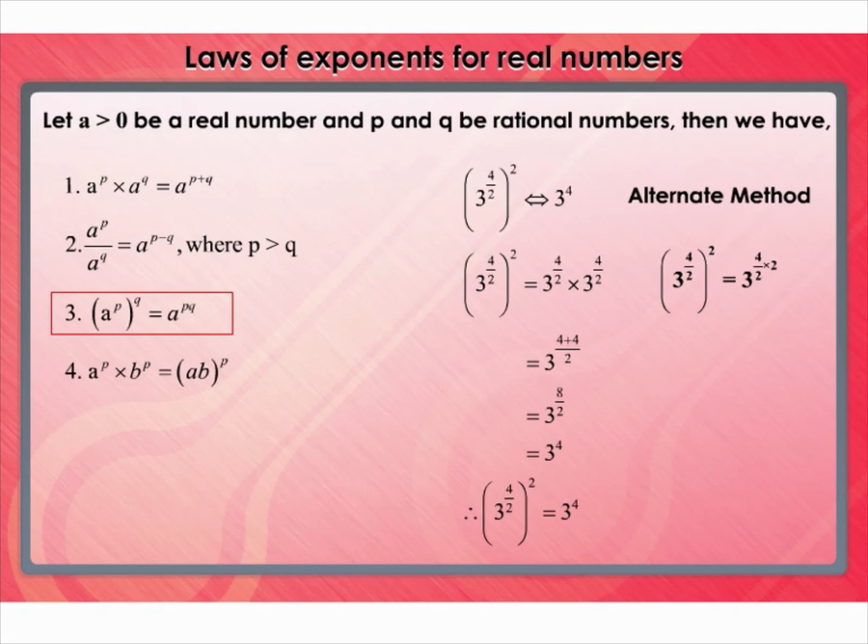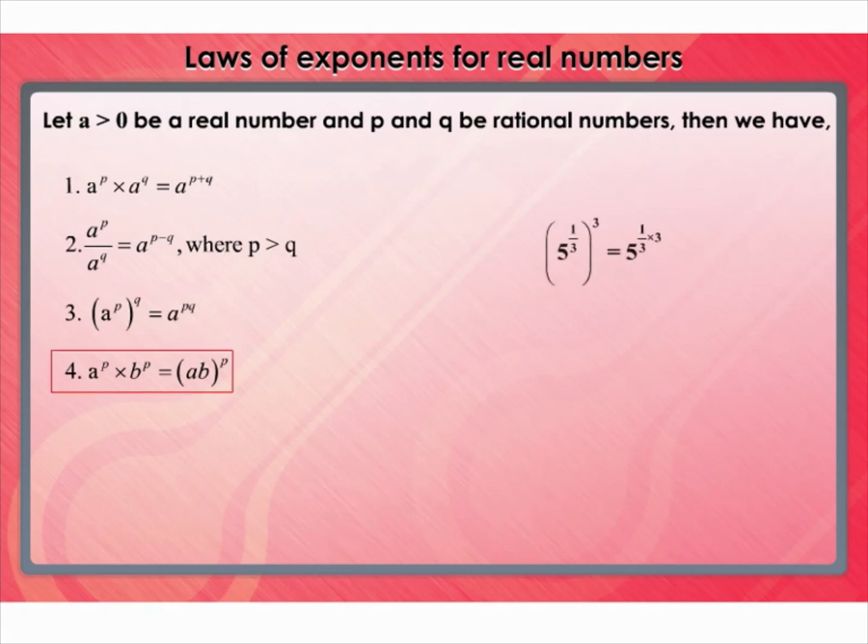You can do this by another method. 3 raised to the power 4 by 2, the whole power 2, can also be written as 3 raised to the power 4 by 2 into 2. This can also be written as 3 raised to the power 4 into 2 by 2. After cancelling the 2's, we get 3 raised to the power 4. From this example, we can generalize the third law.